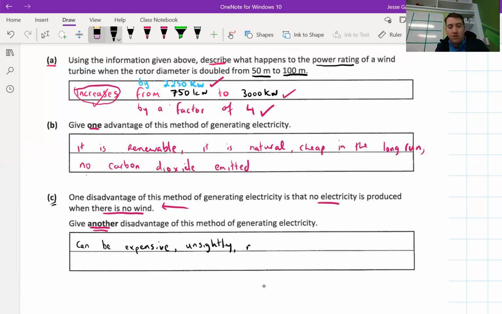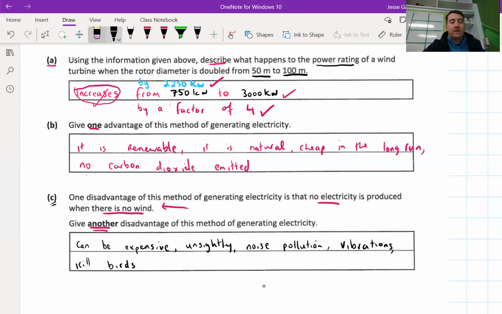Noise pollution. And some people complain about vibrations. A lot of vibrations in the area. They kill birds, they kill wildlife, especially birds. You could say that they make a humming noise or an annoying noise, but a lot of my students got this one right. They said noise pollution, or they said they're too noisy. But there are some other ones to think about as well.